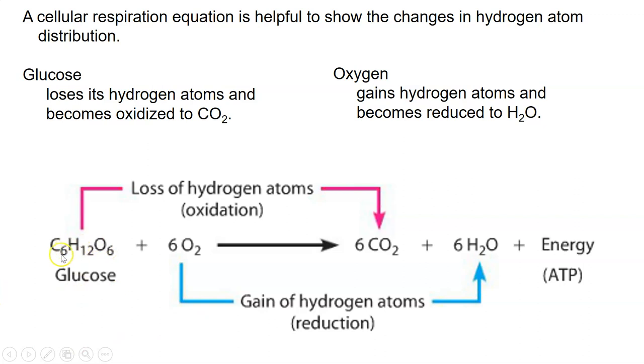So we have six carbons on this side, six carbons on this side. We have 12 hydrogens, 6 times 2, 12 hydrogens. Then 6 times 2, 12 oxygens plus 6 oxygens here, so it's 18 oxygens on this side. And on this side, we have 6 times 2, 12 oxygens plus 6 oxygens here, 18. So these numbers represent equality in the reaction, because you can't just produce six molecules of carbon dioxide if you only have one molecule of oxygen. So it has to be balanced.